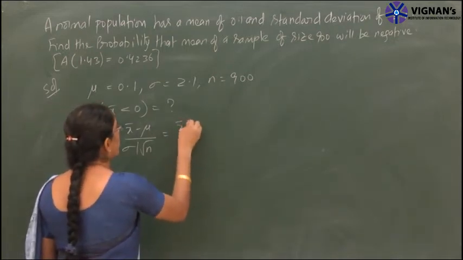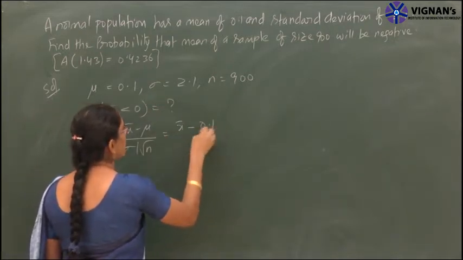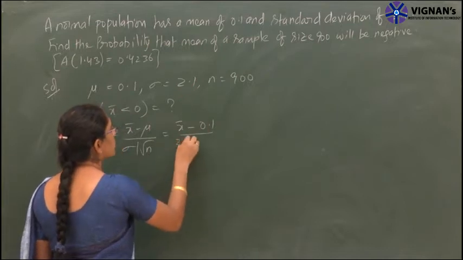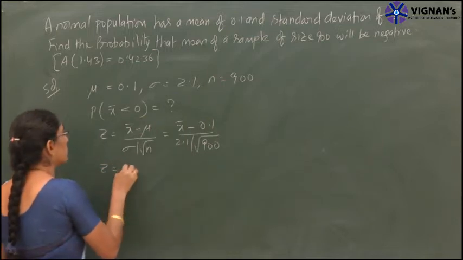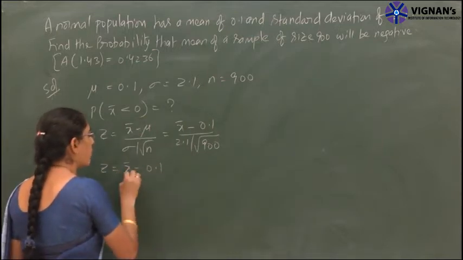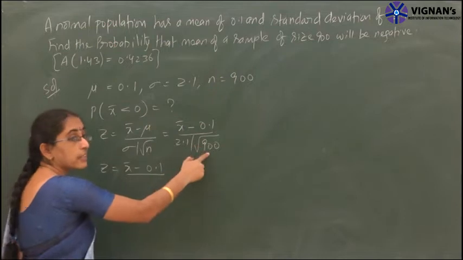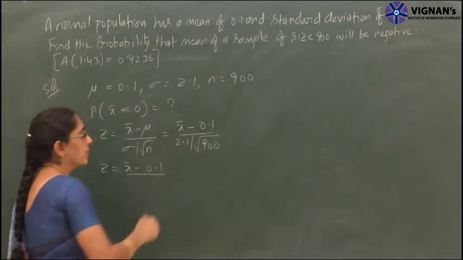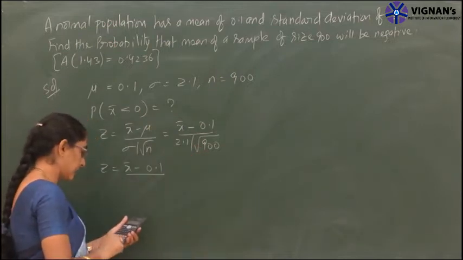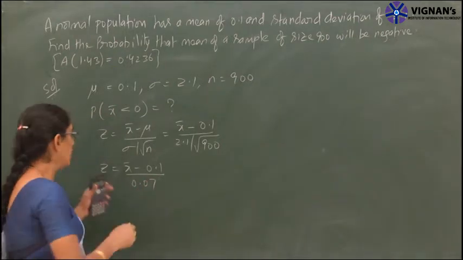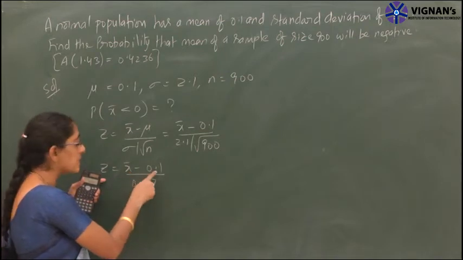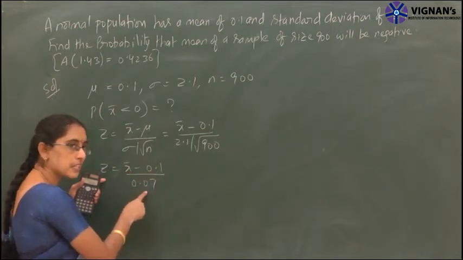So x bar minus mu value is 0.1, by sigma 2.1 by square root of 900. So z equal to x bar minus 0.1 by 2.1 by square root of 900, which is 30. So 2.1 by 30 is here 0.07. Now z equal to x bar minus 0.1 by 0.07.